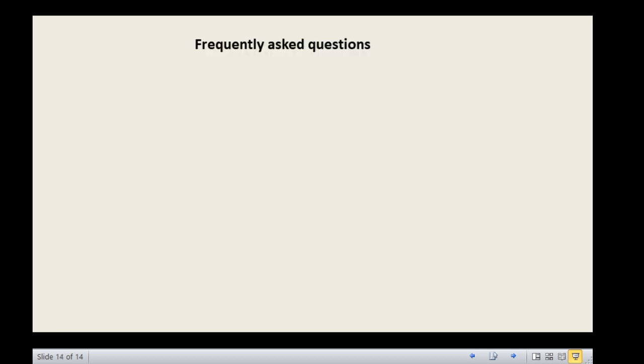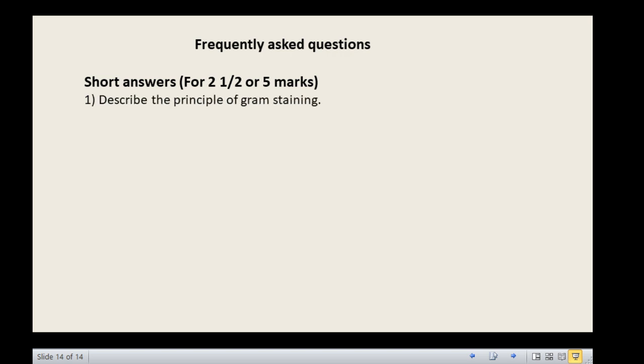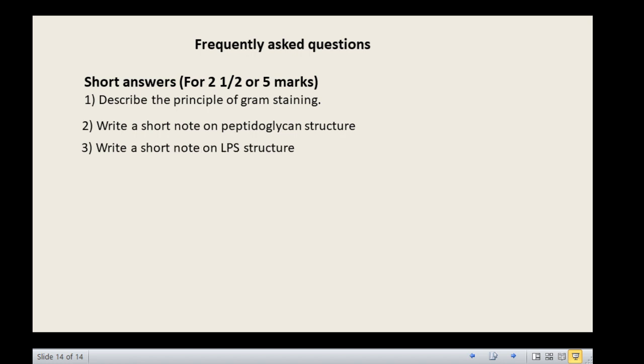Let us now discuss some frequently asked questions in the university examinations. First, we will discuss short answers which can be asked for 2.5 or 5 marks. Describe the principle of gram staining. Yet another question may be, write a short note on peptidoglycan structure. Third question can be, write a short note on lipopolysaccharide structure. A question which is asked almost every year is, distinguish between gram-positive and gram-negative cell wall structures.